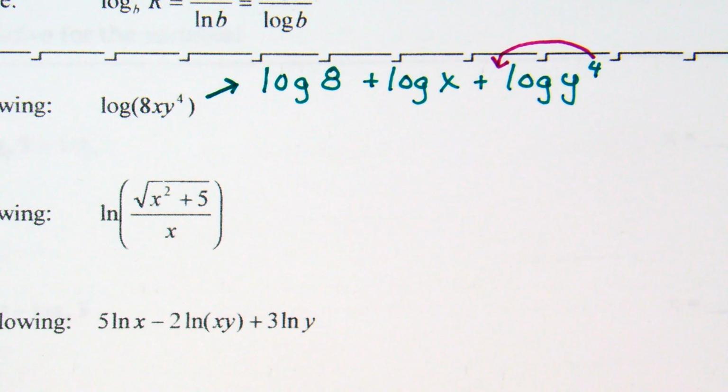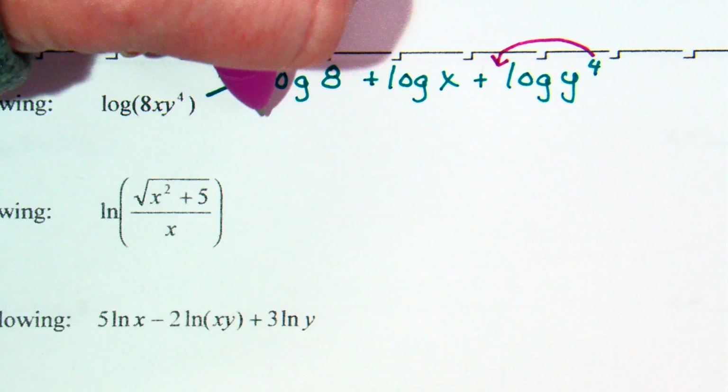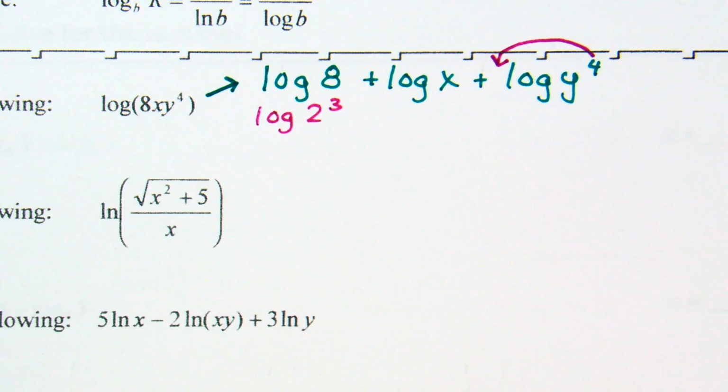Okay. Can we agree that 8 is 2 to the 3rd? And so think about this with me. Log of 8 is the same as log of 2 to the 3rd, which means I can then use what property? Power property again. I'm going to move the 4 from the y to the 4th, and I can move the 3 from the 2 to the 3rd. Okay. So, with that in mind, let's write this out.